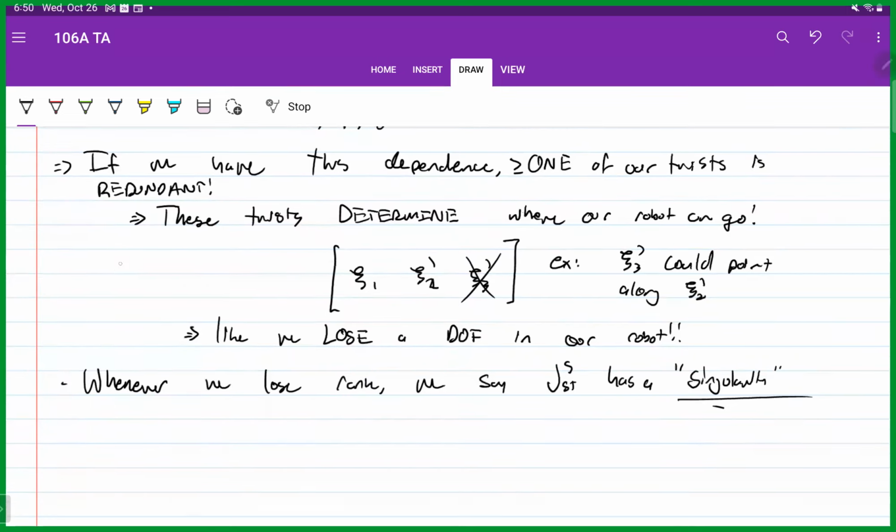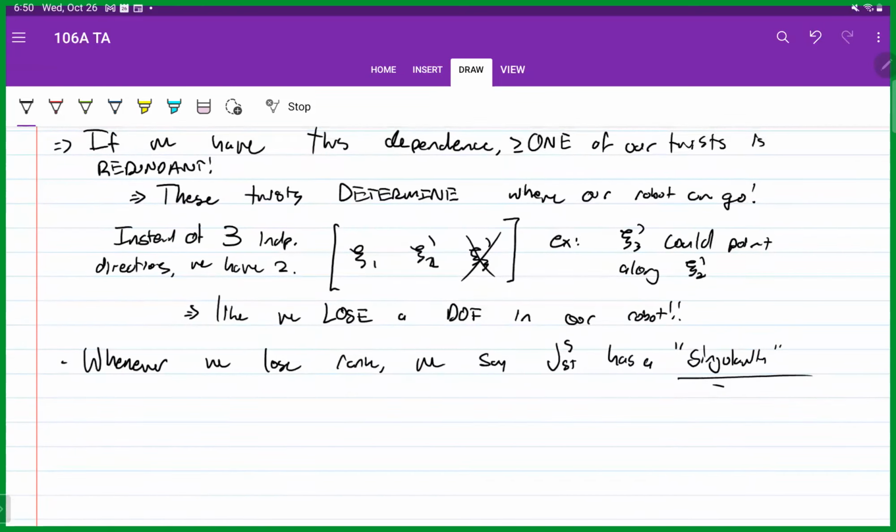Okay, so I'll just write that here. Instead of 3 independent directions, we have 2. Just one clarification. This is already considering the limitations of our robot, right? Because from the beginning, the robot already has singularities. Right.